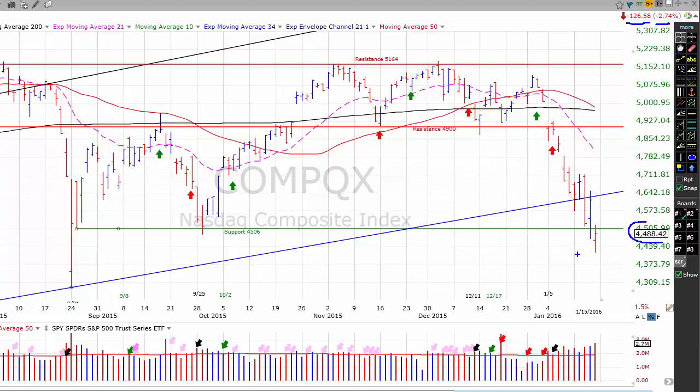We closed at 4488, and notice how we undercut this level of support down here in the 4506 area. We're not able to recapture that, even though we closed in the top half of our daily trading range. This is significant, and this area of prior support will become resistance. It'll be interesting to see if on Tuesday we're able to recapture that area.